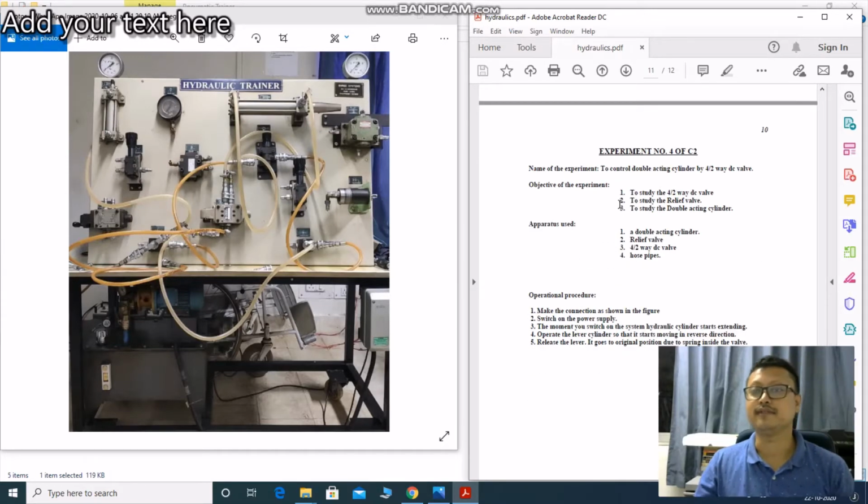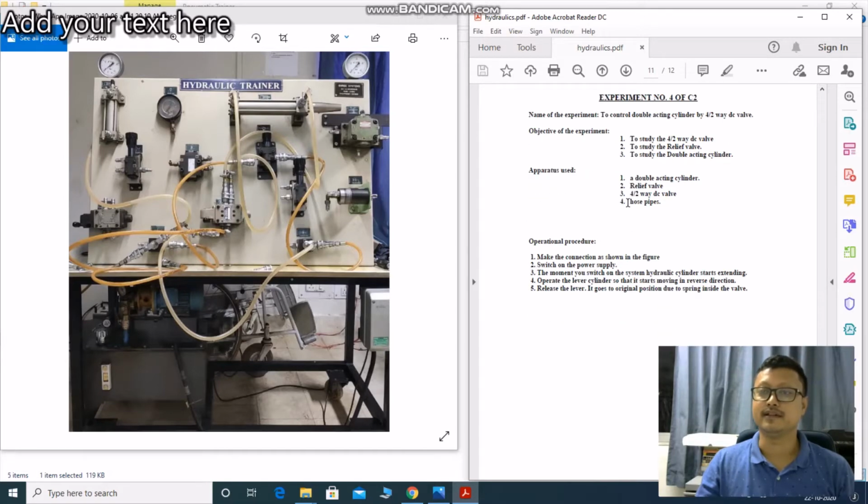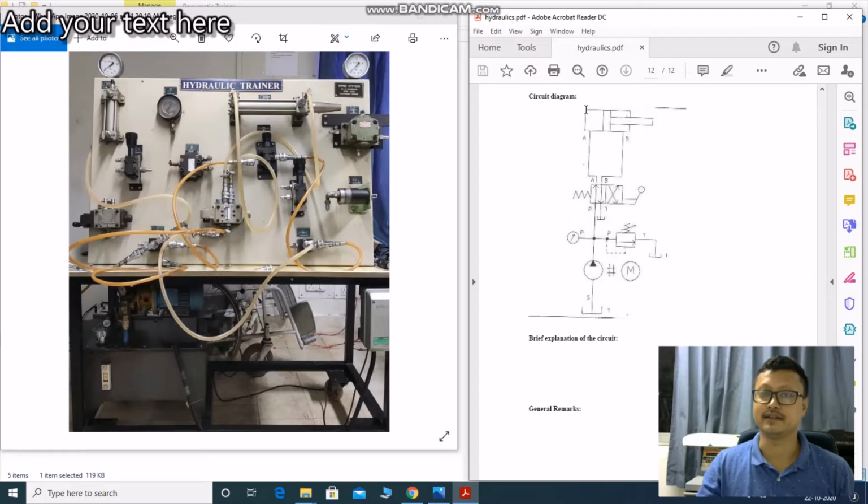The last experiment is experiment number 4, to control a double acting cylinder by a 4 by 2 way directional control valve. Here we study the 4 by 2 directional control valve, the relief valve, and the double acting cylinder. The apparatus is one double acting cylinder, a relief valve, a 4 by 2 directional control valve, and some hose pipes. This is the circuit diagram.